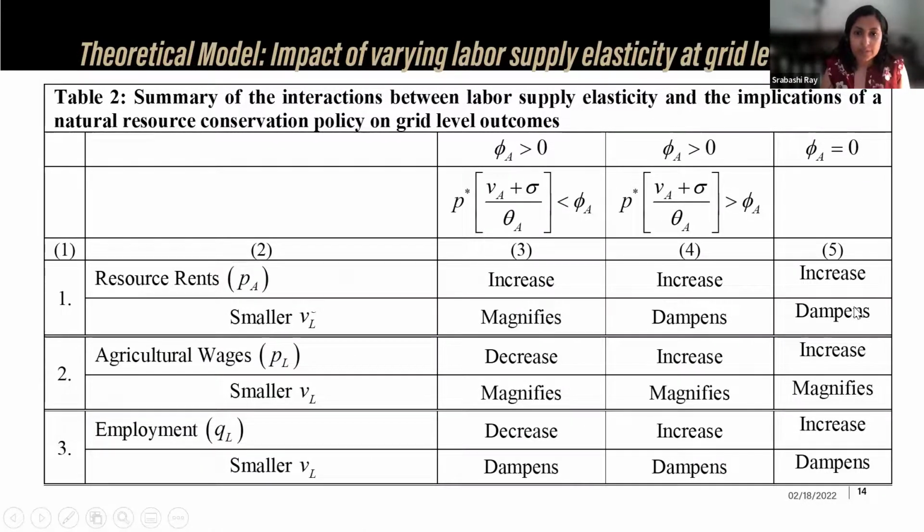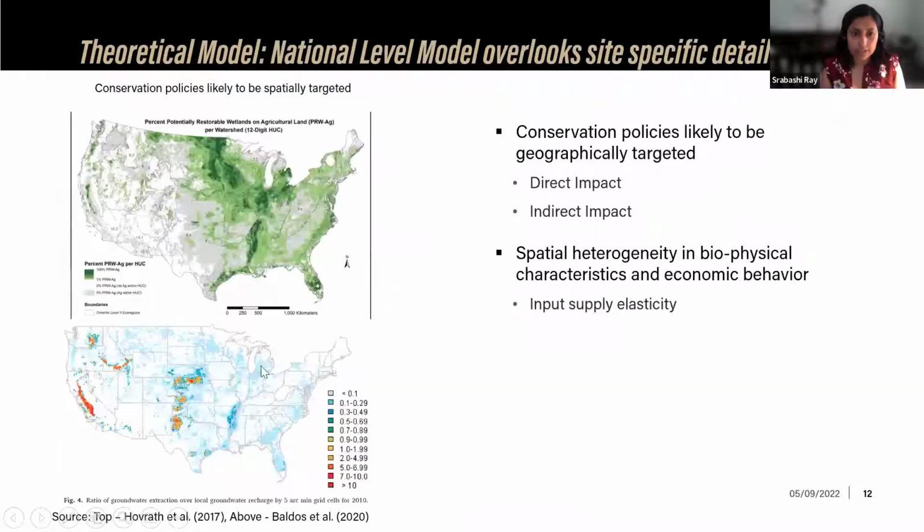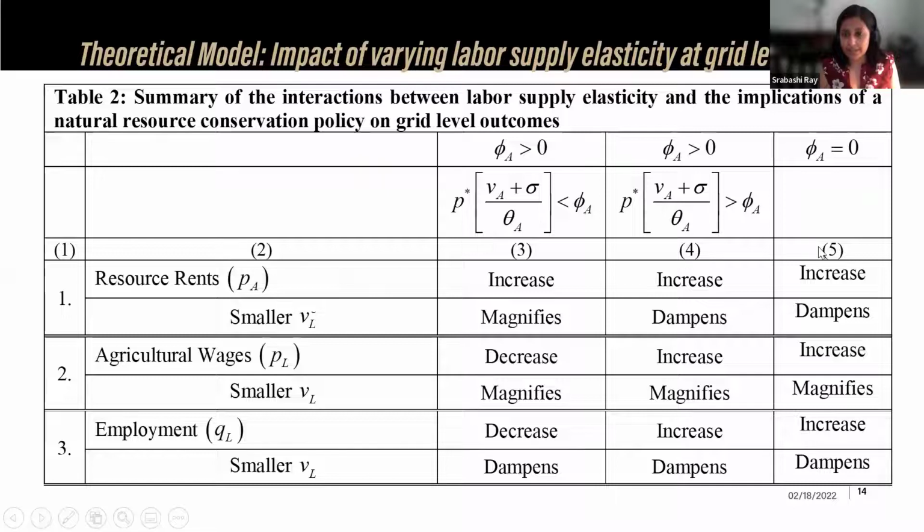In doing so, we are also able to disaggregate the impact of the conservation policy into where phi is equal to 0. So all these gray grid cells are where the policy is not implemented directly. And in that case, we see a rise in resource rents, a rise in agricultural wages, and a rise in employment. That is essentially because as the policy impacts some of the grid cells, some of the production from the directly impacted grid cells moves to the other grid cells that are not impacted directly. So production moves to the other grid cells, and therefore there's increased pressure on land resources, labor resources, etc.